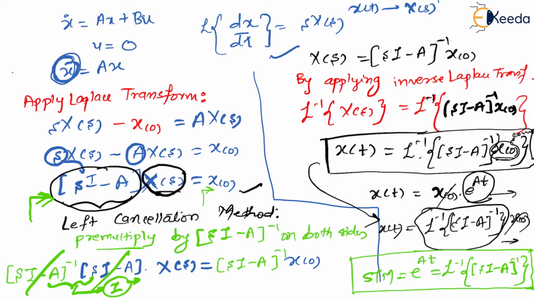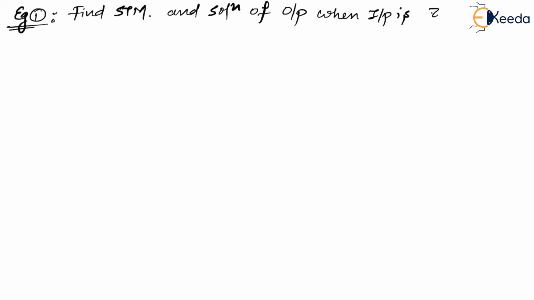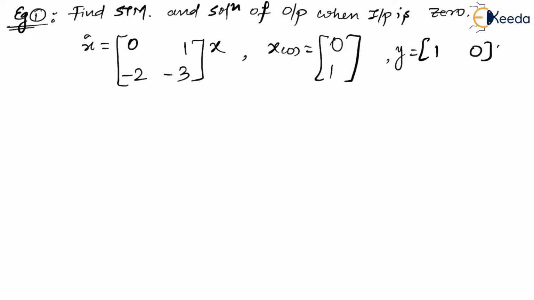Now, since I'm talking so much about it, let us take one example. Example 1. What are they asking? They are asking to please find the STM. STM is what? The state transition matrix. Many times in the exam they may not mention that it is the state transition matrix. They may just say to please find the STM.